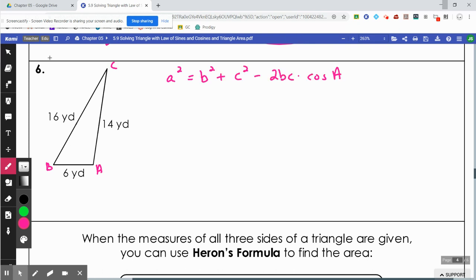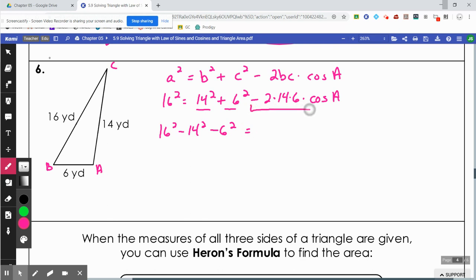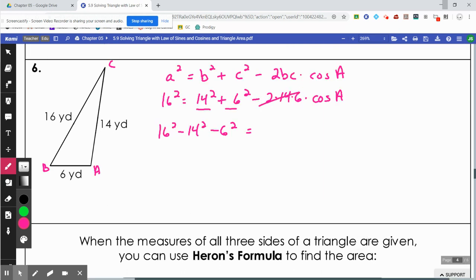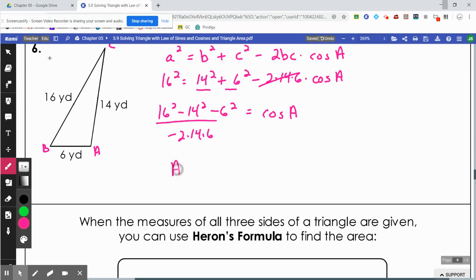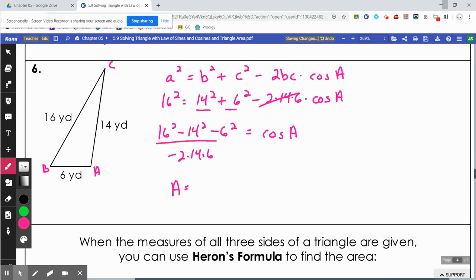Okay, now let's plug in all of our values into our formula. That gives me 16 squared equals 14 squared plus 6 squared minus 2 times 14 times 6 times the cosine of A. Move the 14 squared and 6 squared over first by subtracting. So 16 squared minus 14 squared minus 6 squared equals this stuff. Then we'll move this over by dividing, so divided by -2 times 14 times 6 just to save a step. Solve that, move the cosine over by doing inverse cosine, and you find out that angle A is equal to 98.2 degrees.